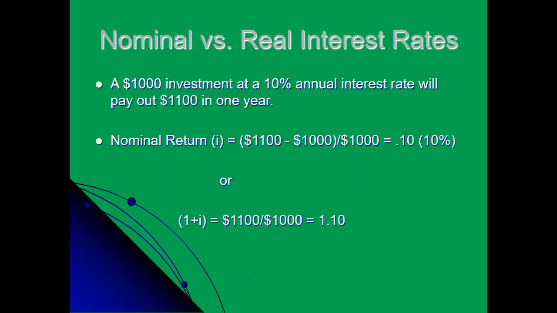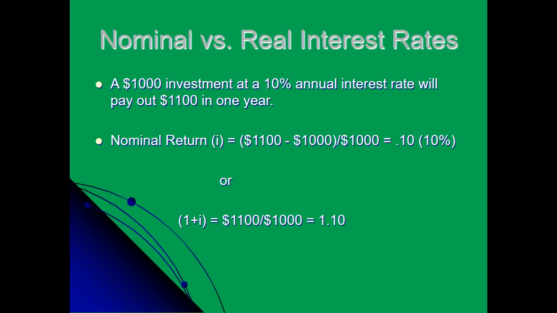All right. And then this one is our review for a while: nominal versus real interest rates. With higher inflationary effects and rates available, our real interest rates would be lower. So we have basically our formula. Let's say a $1,000 investment at a 10% annual interest rate will pay out $1,100 in 1 year.